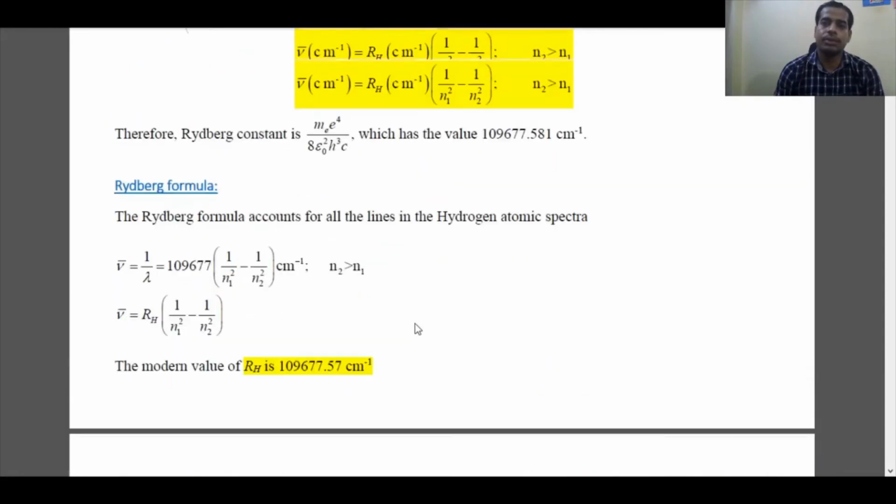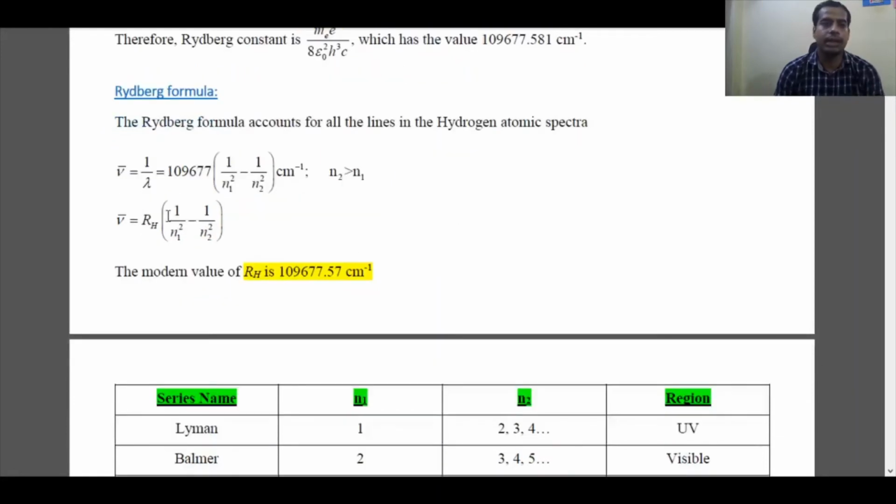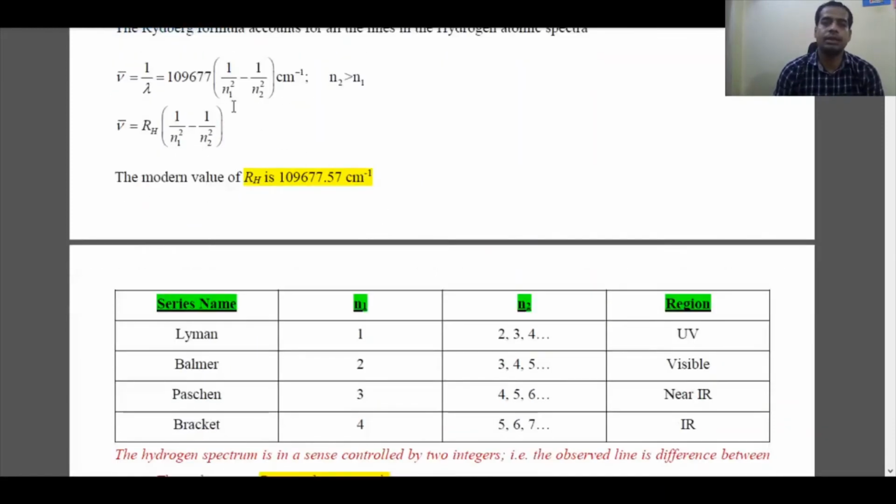Now when we substitute different values of n1 and n2 into the Rydberg formula, what will we get? nu bar, which is 1 over lambda, equals 109677, the Rydberg constant value, times 1 over n1 squared minus 1 over n2 squared. So there are two variables now, n1 and n2. Both variables denote the orbit of the electron, meaning where the electron is present among the many possibilities. If we study the variable parameters n1 and n2, we get different results.